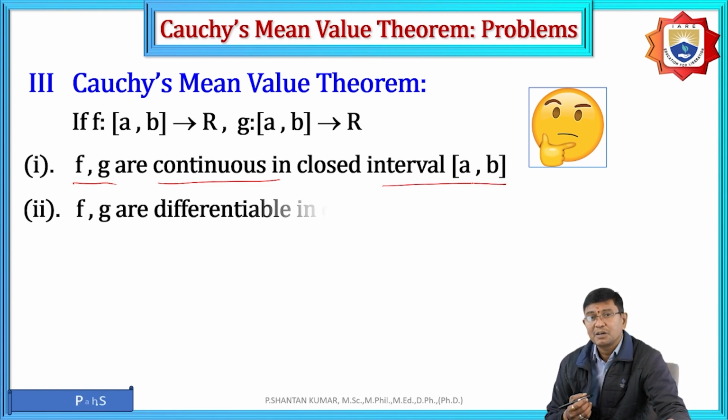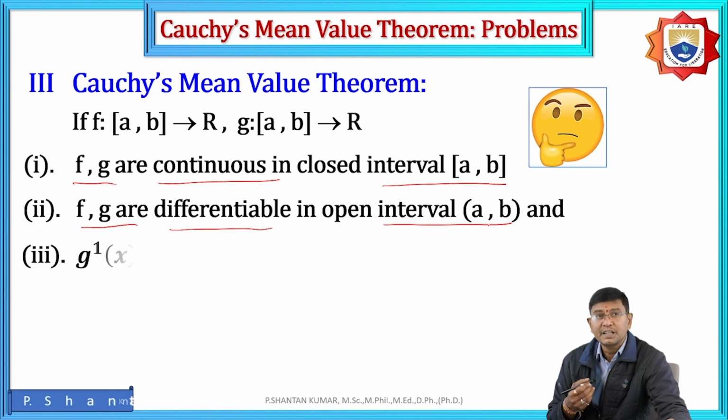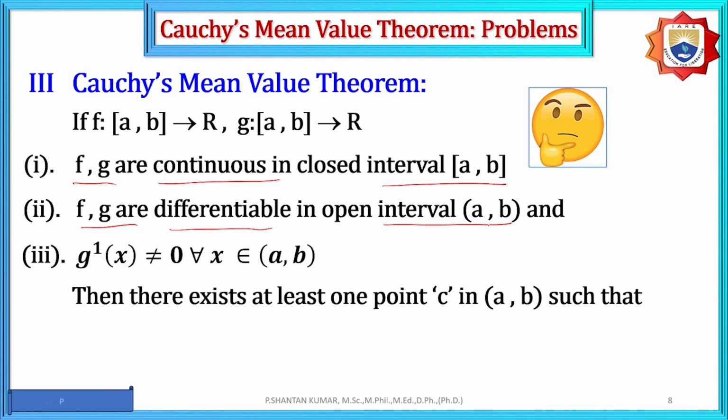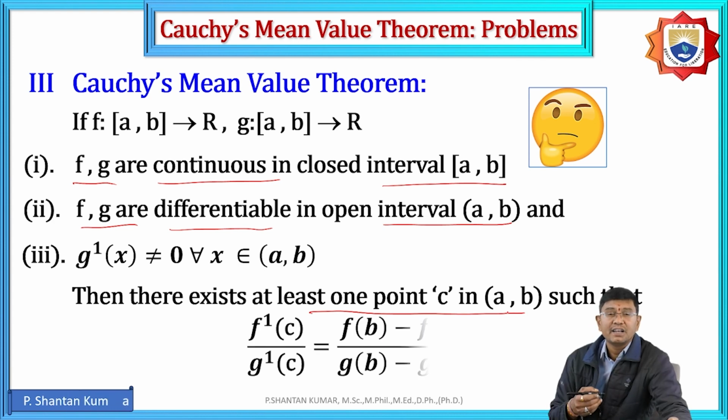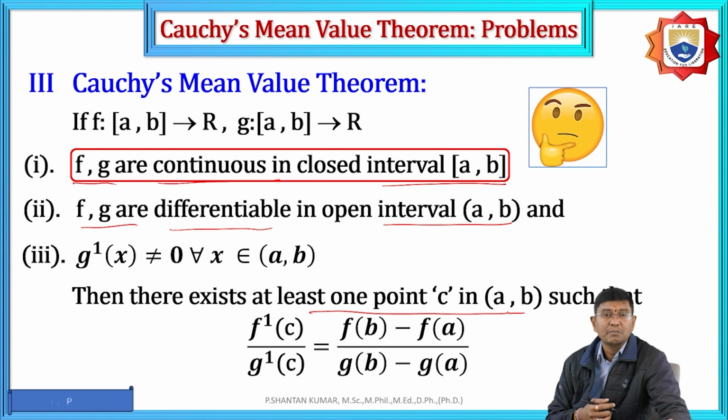And moreover, f and g are both differentiable in the open interval (a, b), provided that g dash of x is not equal to 0 for all values of x belonging to (a, b). These are the conditions required, and moreover g dash of x must not be equal to 0 for all x in (a, b).